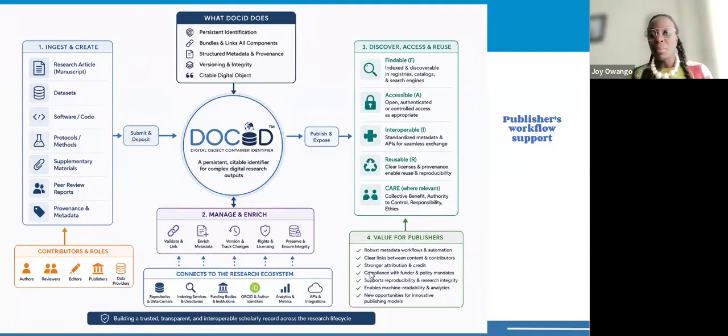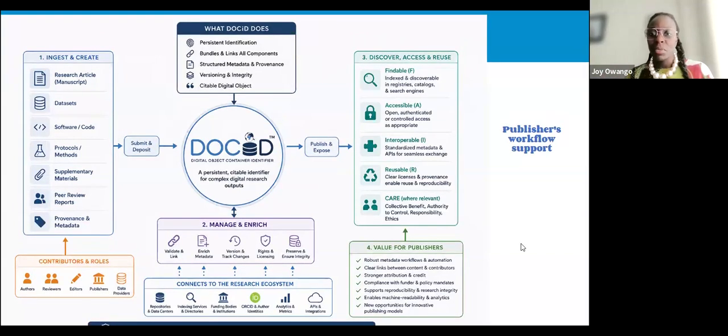Now, what does this mean for publishers? For publishers, they'll have robust metadata workflows and automation. They'll have clear links between content and contributors, stronger attribution and credit, compliance with funder and policy mandates, support for reproducibility and research integrity, and it also enables machine readability and analytics. And most importantly, it provides new opportunities for innovating publishing models.